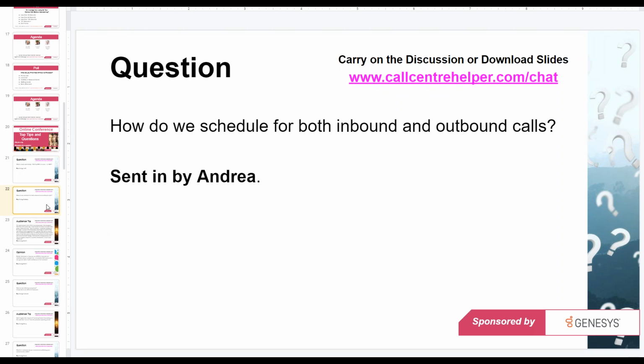Andrea asked, how do we schedule for both inbound and outbound calls? John, you talked about multi-channel. Any pointers on how to do this? I think this ties nicely to the efficiency one. Once we do outbound, we avoid calls coming in. We actually need to keep that maximum occupancy even lower than 85%. Probably when you get to blended with inbound and outbound, particularly if inbound is important not to miss, you're probably looking at capping towards the low 70s.